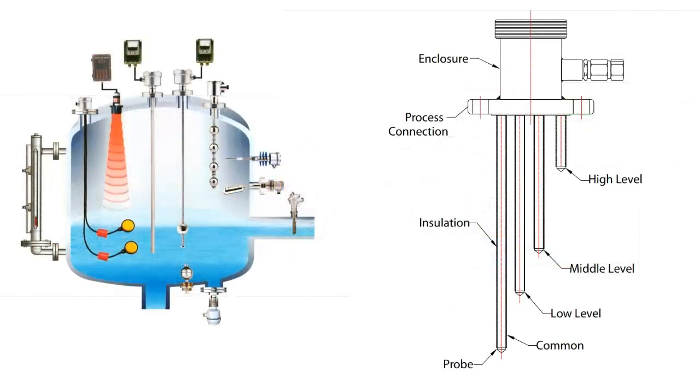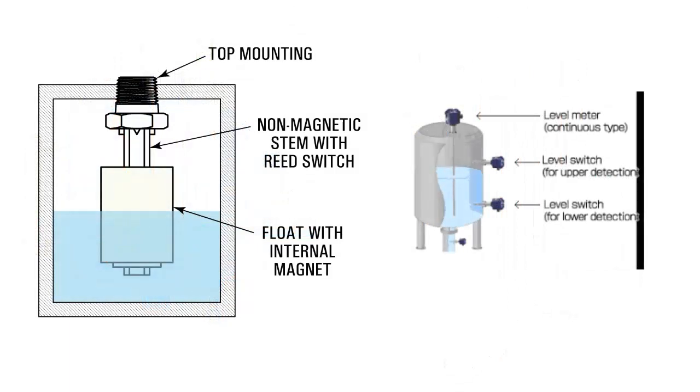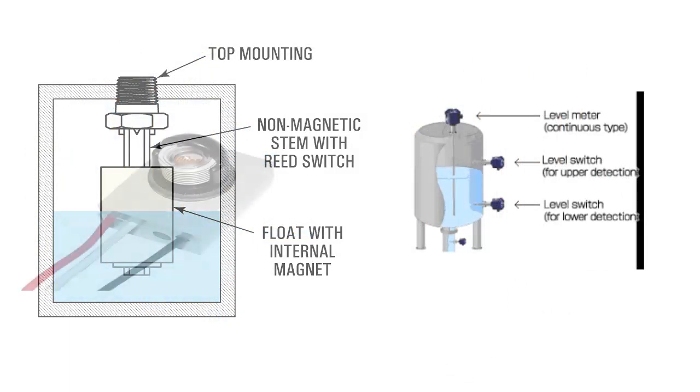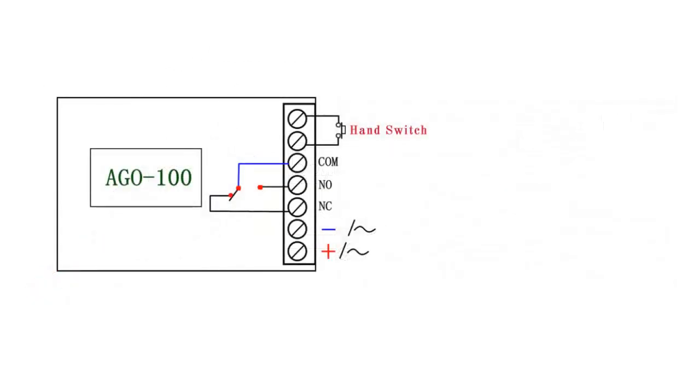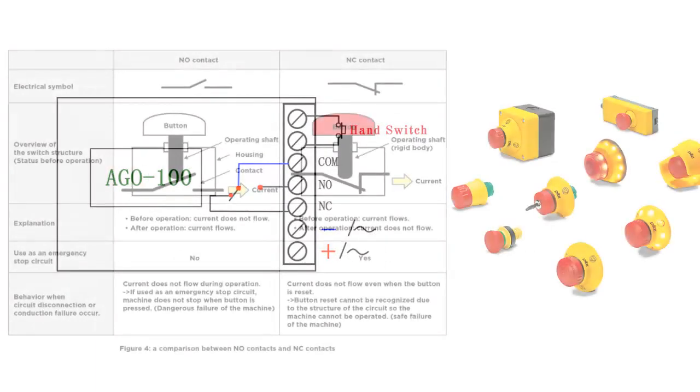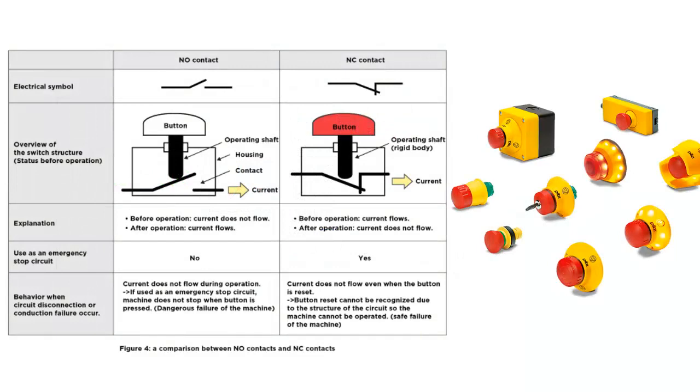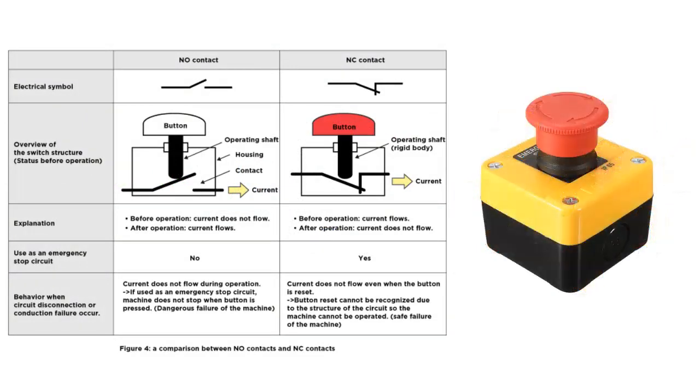level switches, detect the level of liquids or solids in tanks or containers, photocells, light-sensitive devices that detect changes in light intensity, emergency stop buttons, used to provide an emergency stop signal to halt operations.